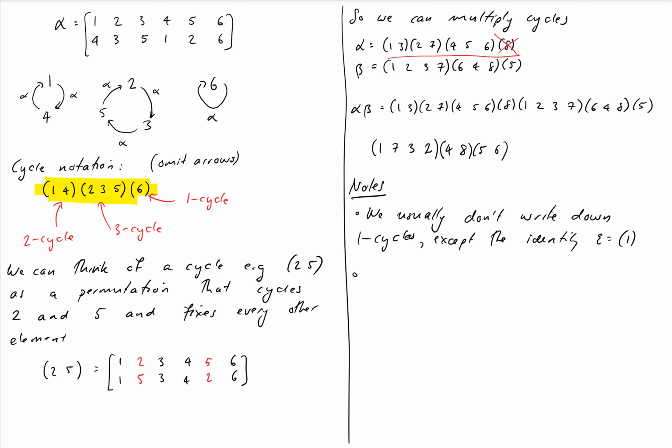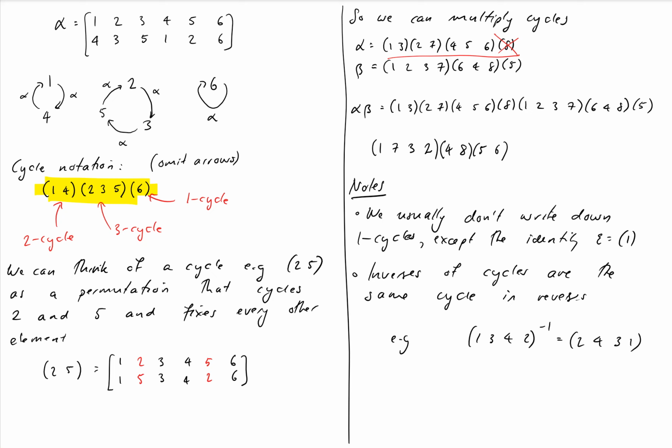All right, what else can I say? Inverses of cycles are the same cycle in reverse. E.g., the inverse of 1, 3, 4, 2 you can just write down as 2, 4, 3, 1.